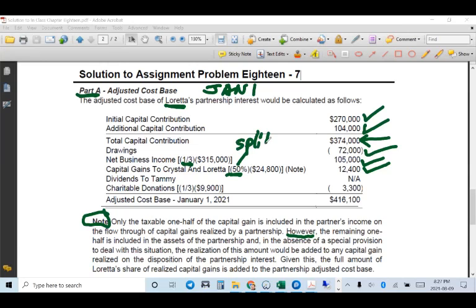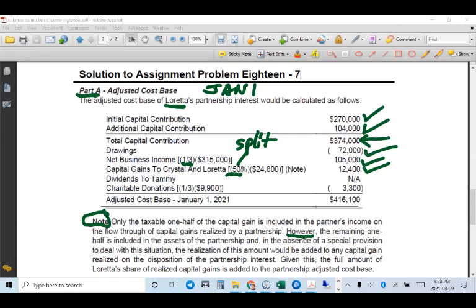This is the Crystal and Loretta split. That 50% has nothing to do with our inclusion rate of 50%. It would have been nice if the question didn't use 50% there, so it'd be a little clearer, but that's not what that's for. That's for the Crystal and Loretta split. The 24,800 was the pre-tax capital gain. Whenever it says capital gain, that means pre-tax, like the real world amount. If it says taxable capital gain, it would be the 1/2. So the partnership realized a $24,800 capital gain, 1/2 of which would be taxable in the hands of the partners.